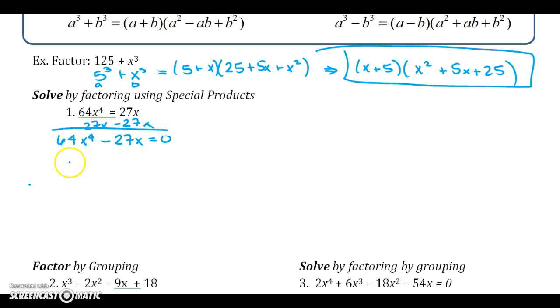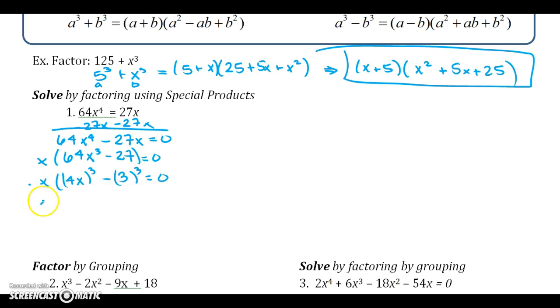I know that 4 to the third power is 64, but x to the third power is not x to the fourth. But I'm looking at these two terms, and I see that they both have an x in common, so I'm going to go ahead and factor that out. And then I'm left with 64x to the third minus 27 equals 0. Now, I could write each of these as cubes. This is going to be 4x to the third minus 3 to the third equals 0.